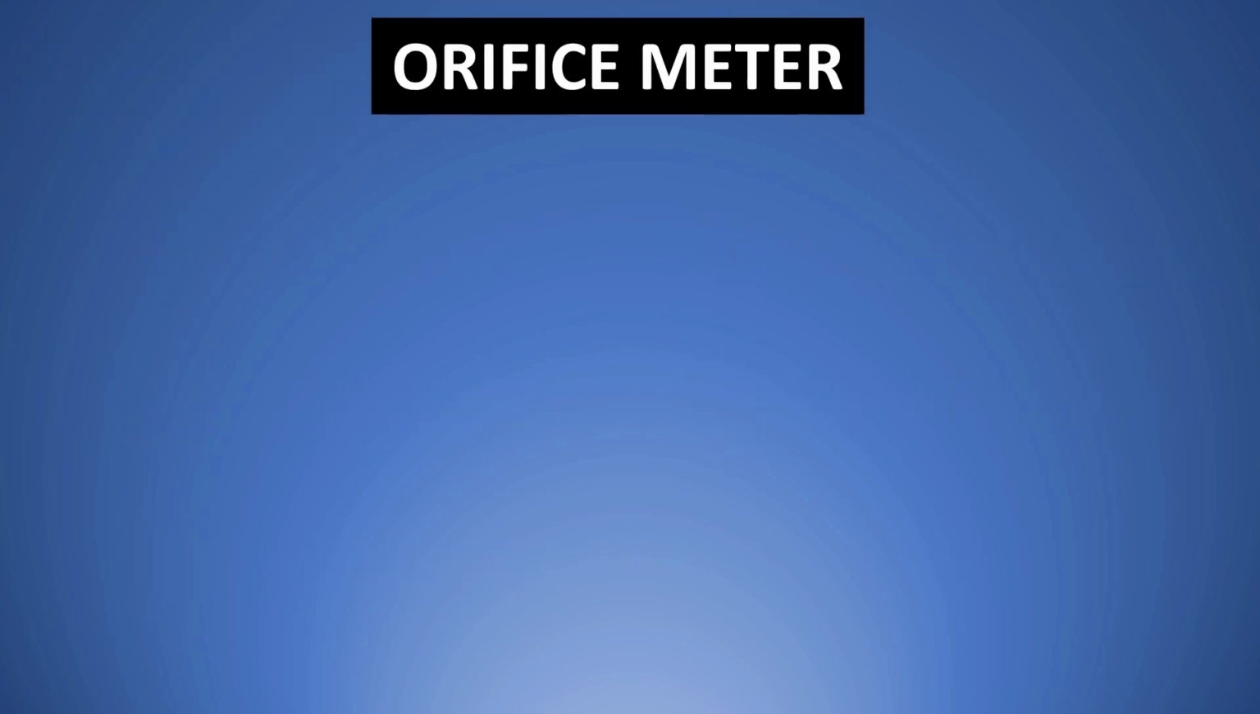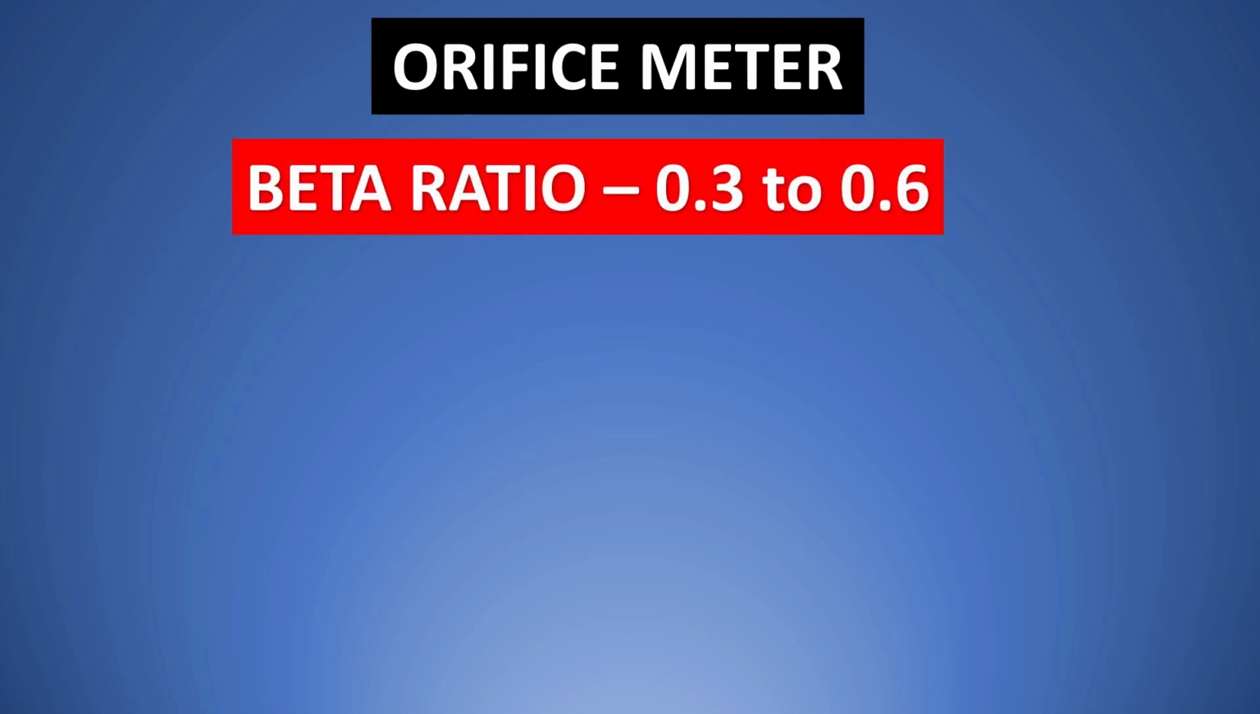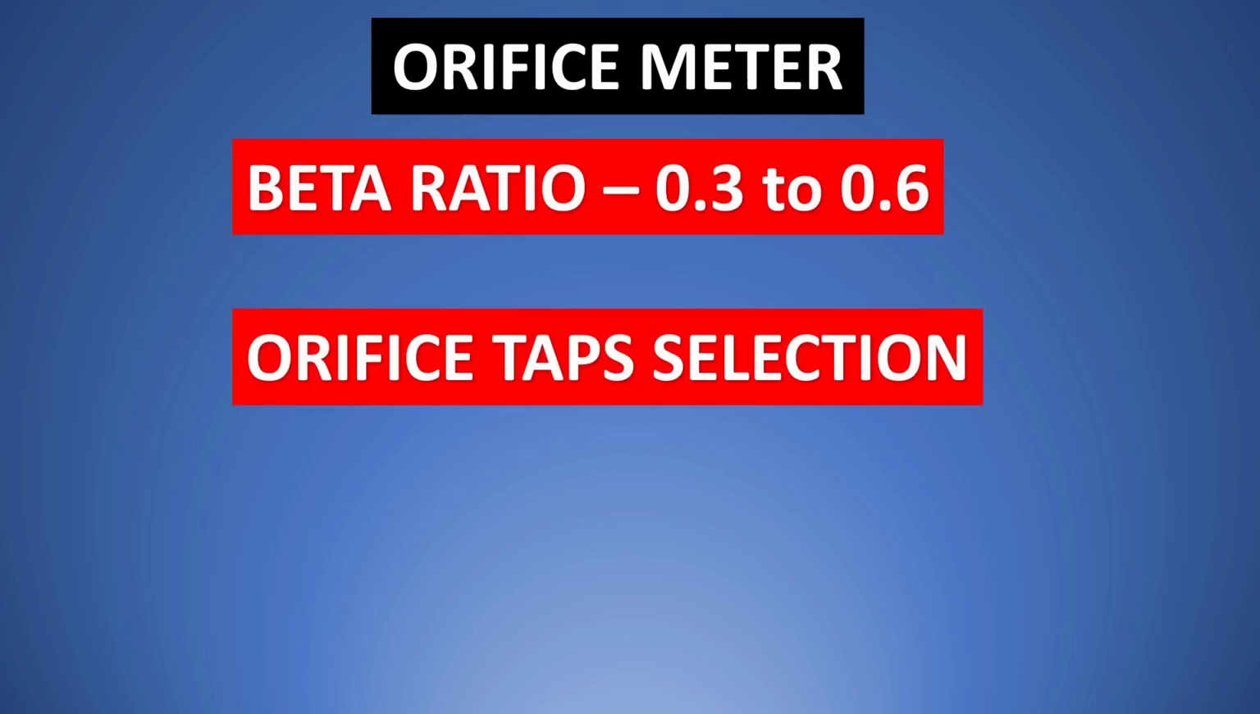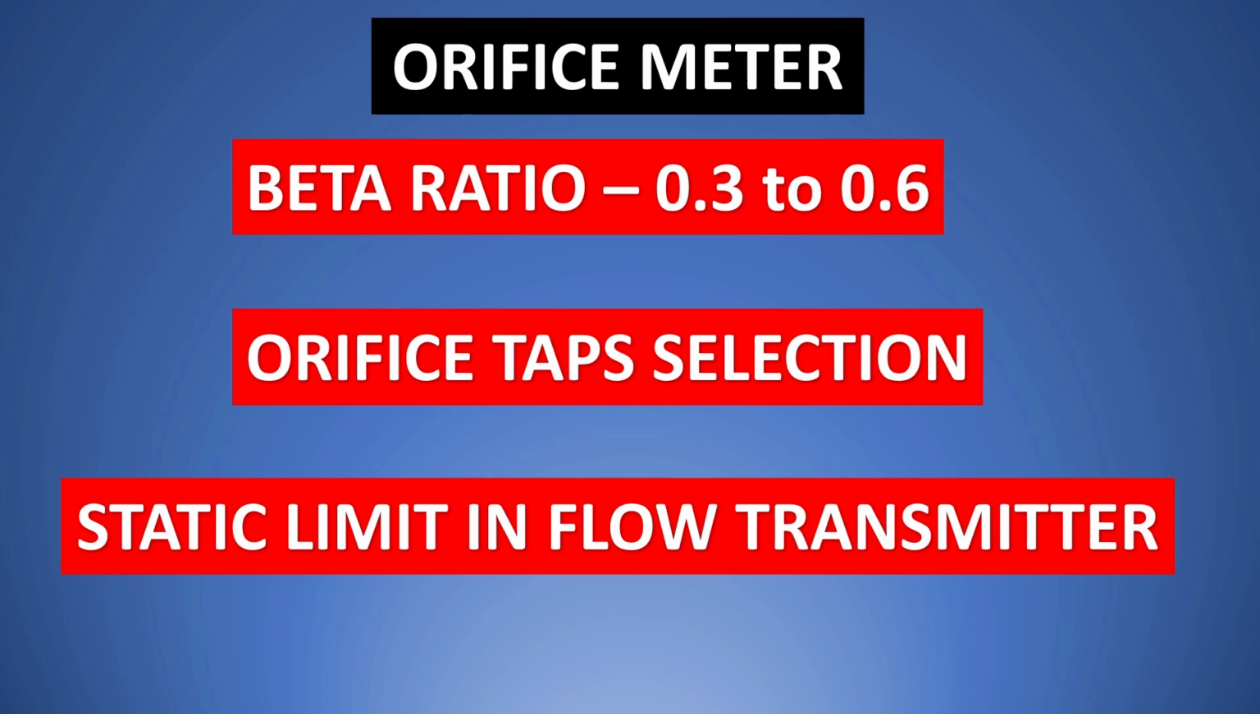Finally, for Orifice flow meters, if you want to learn why the beta ratio is between 0.3 to 0.6, or how you select the tappings for various things like integral orifice, flange tappings, etc., or why there is a static limit and transmitter, this playlist here is going to be very helpful to you. It covers all of these amazing things about Orifice flow meters.